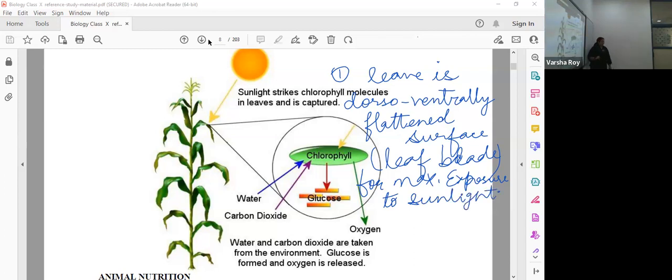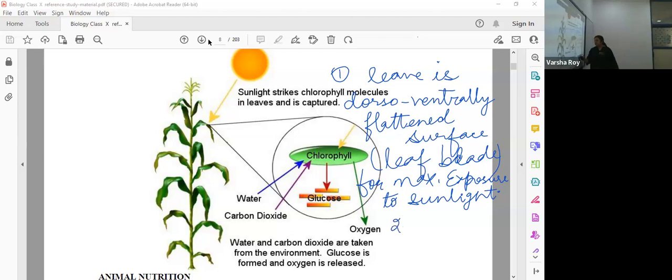How the leaves are adapted for photosynthesis. Okay, so leaves are adapted for photosynthesis. It has a dorso-ventrally flattened surface. The leaf blade is given this shape for maximum exposure to sunlight.